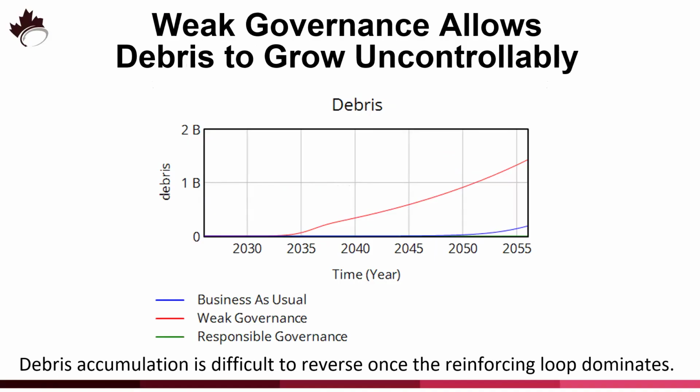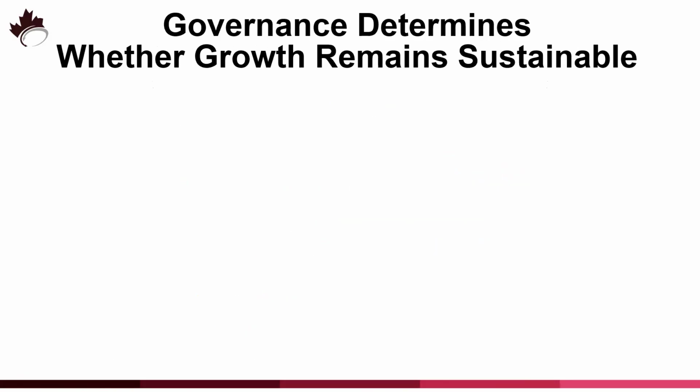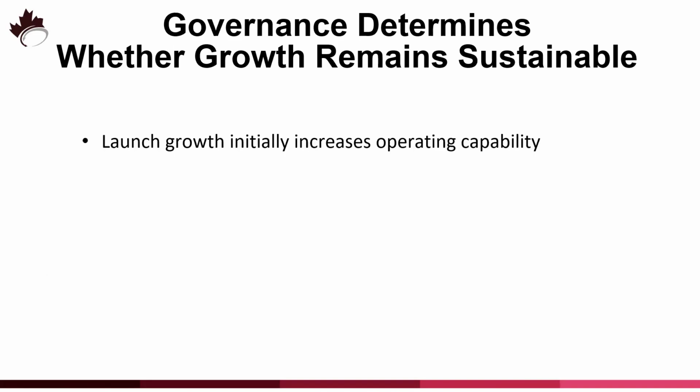So here's the debris. You can see that debris accumulation is difficult to reverse once the reinforcing loop dominates. So we can see the weak governance: the amount of debris is very large. In the business as usual, it's also starting to grow. And then in the responsible governance, it looks like it's very small. So governance determines whether growth remains sustainable.